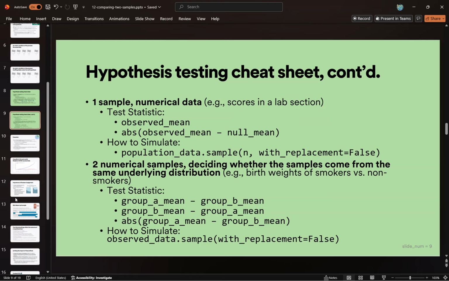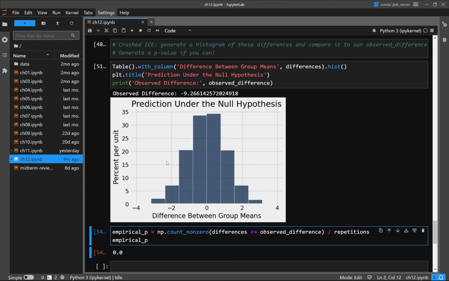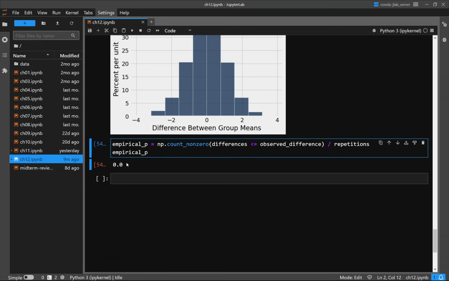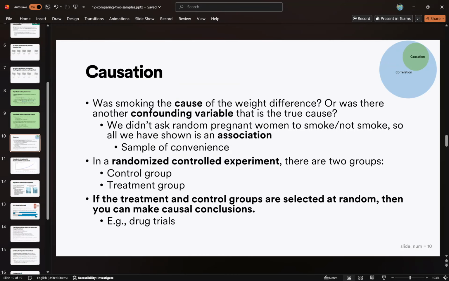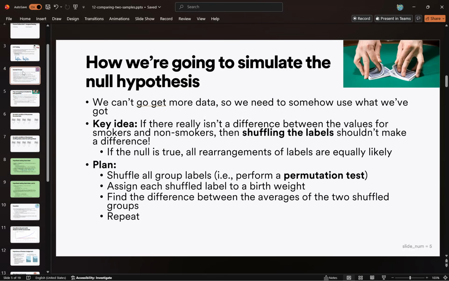I don't know if I want to go back to code today, but I want to talk about what it means, the causation stuff. Because we've got a p-value. We got a p-value like 0% chance, a 0% chance that we saw a value as extreme as we saw in real life, that our model would predict the stark difference that we saw. And so we reject our null hypothesis in favor of the alternative.